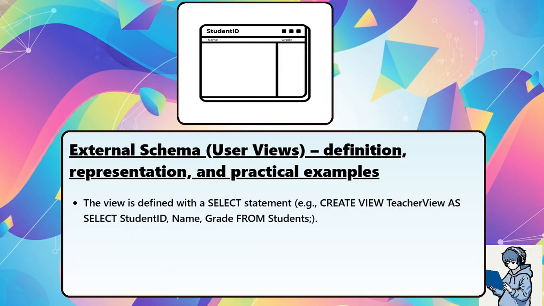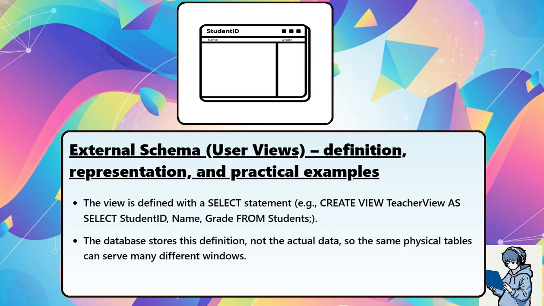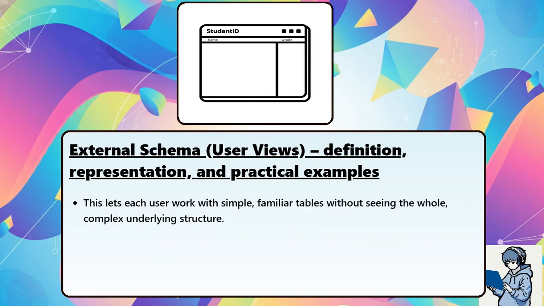The view is defined with a select statement. For example, create view teacher_view as select student_ID, name, grade from students. The database stores this definition, not the actual data, so the same physical tables can serve many different windows. This lets each user work with simple, familiar tables without seeing the whole complex underlying structure.